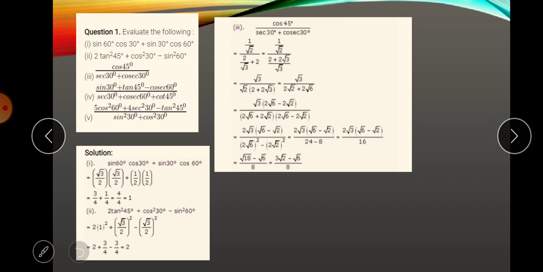Now let me see question number 1. Evaluate the following. You are just going to apply the values of sin 60, sin 30, cos and so on. Then you have to do the simplification. Then it is easy. Let's see the first one.